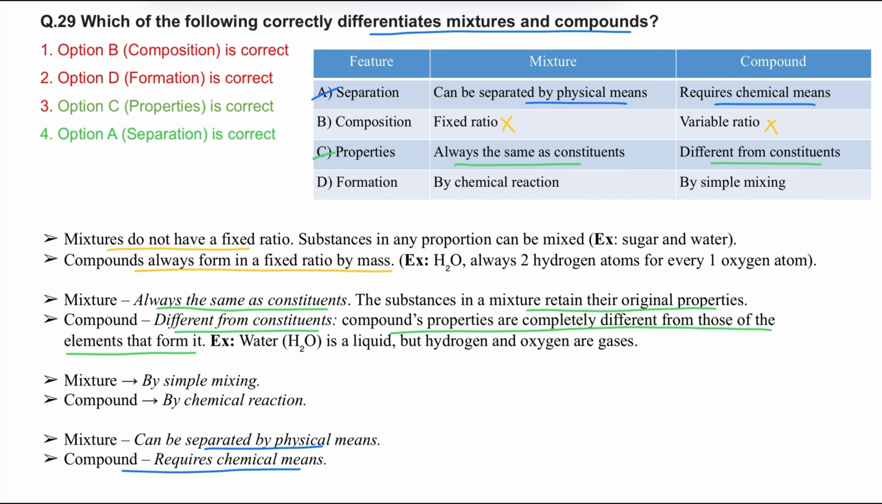Feature D, which is related to formation. Mixtures are formed by simple mixing, whereas compounds are formed by chemical reaction. Here mixture formation is given as chemical reaction, which is incorrect, and compound by simple mixing, incorrect. It is reversely given. So feature D is also incorrect. Correct features related to mixtures and compounds are A and C. That is option 3. Correct features as per the given question are separation and properties.